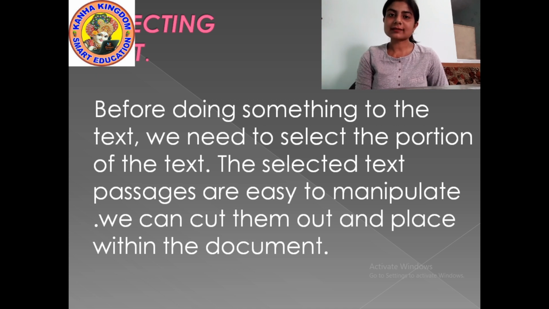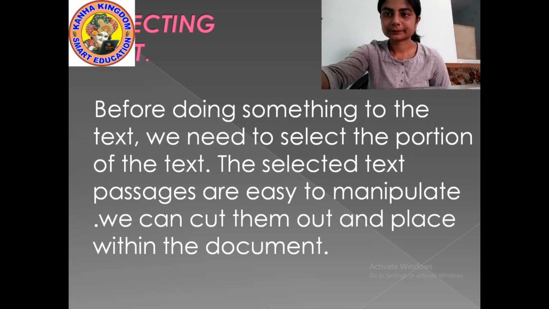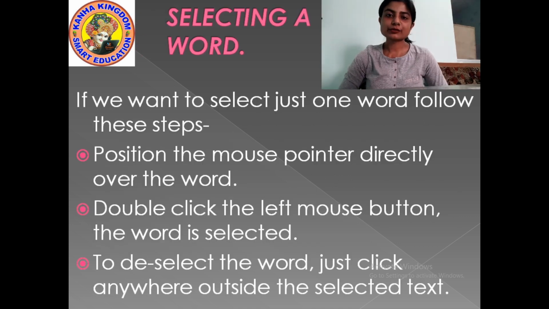So now, what are the steps to select the text? Let me tell you. Now students, how will you select a word? If you want to select just one word, these are the steps by which you can select one word of the text you want to edit. First, position the mouse pointer directly over the word which you have typed. Double click the left mouse button.